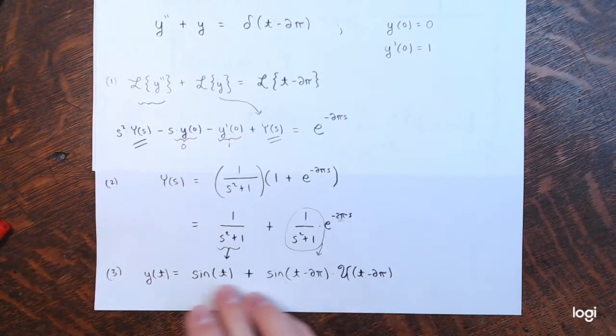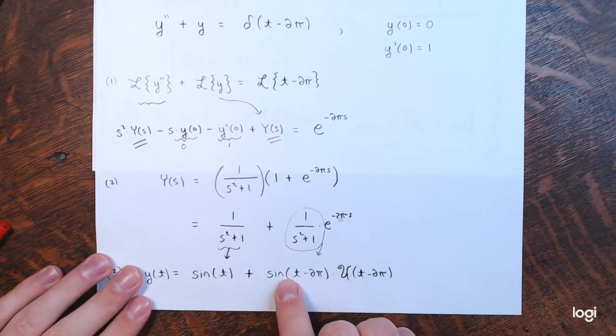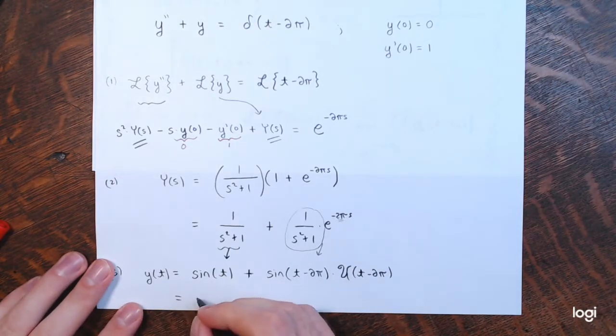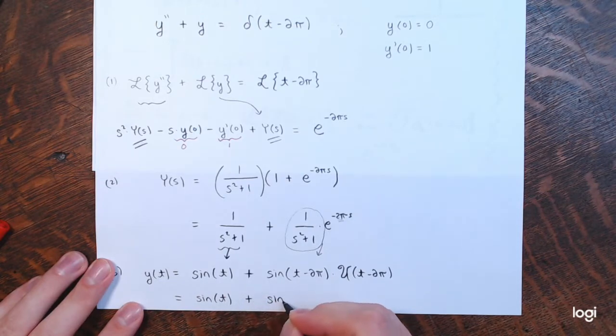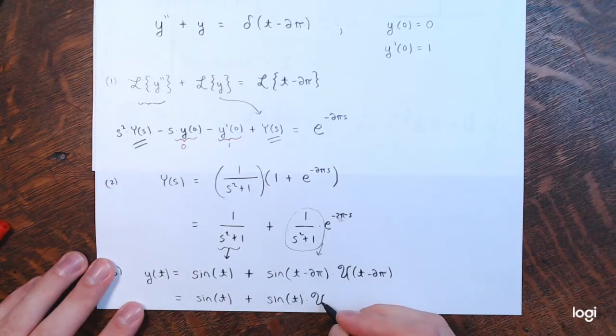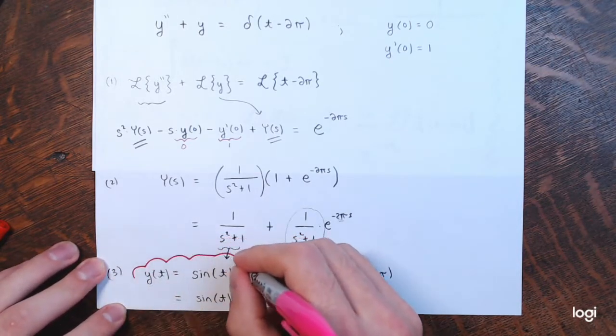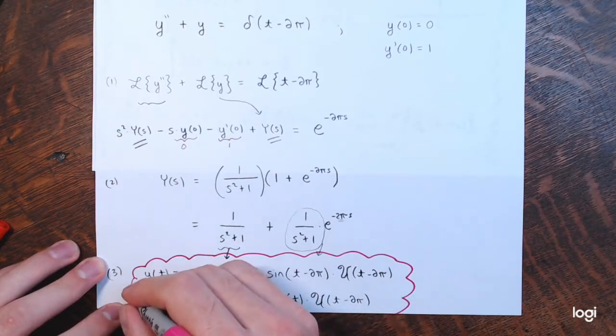All right, and this is totally valid. The only thing is, we could simplify this a bit. The sine of t minus 2 pi would just be the same thing as the sine of t. So this is the sine of t plus the sine of t times the unit step function at t minus 2 pi. And again, both are equally valid solutions to this initial value problem.